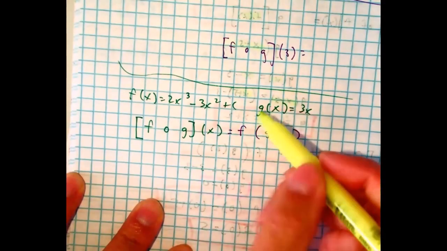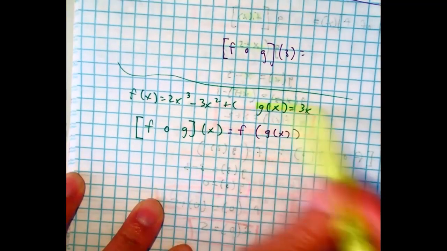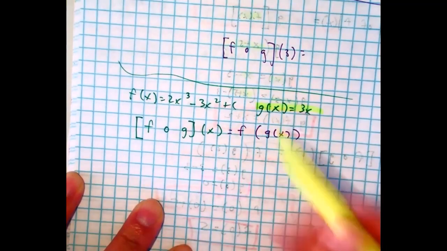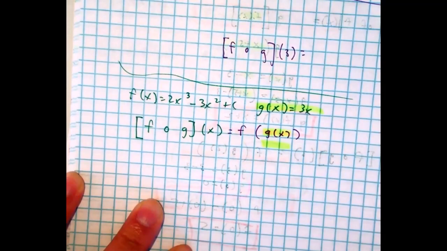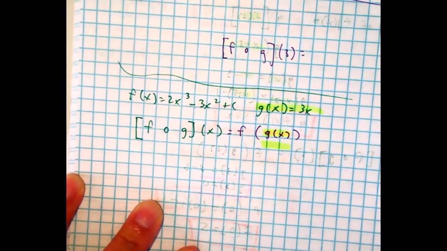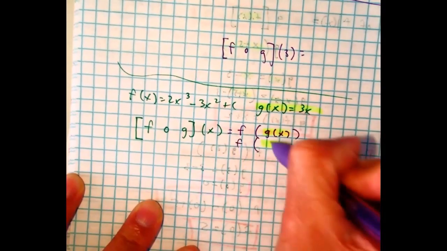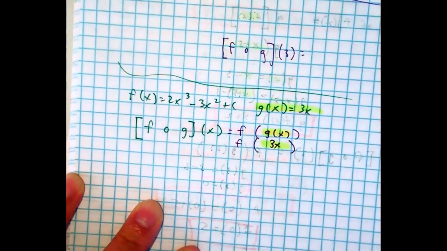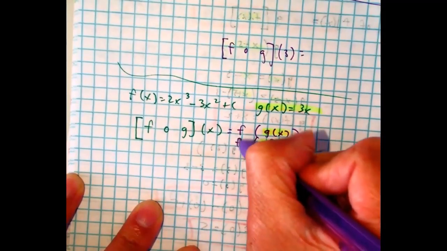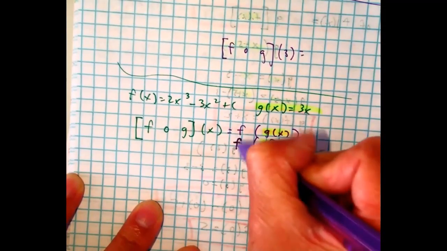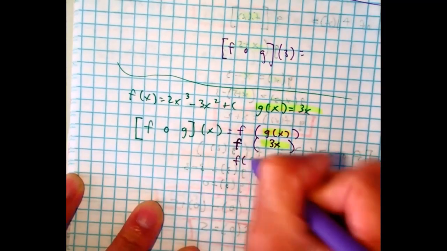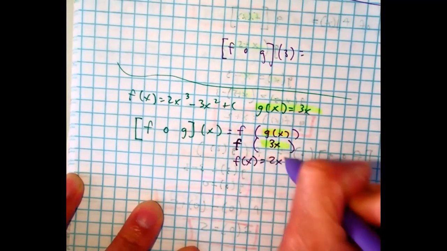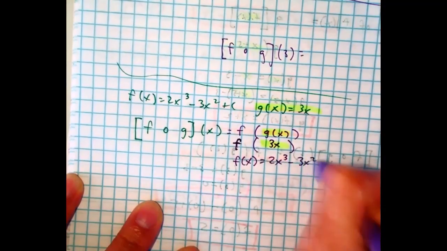Here I like to do a substitution. Every time I see g of x, I can write 3x. I see g of x, class, what am I going to write? 3x. Let's write 3x. F of 3x. Now this says in the function of x, this is the f, right? Let's write that. F of x equals 2x cubed minus 3x squared plus 1.